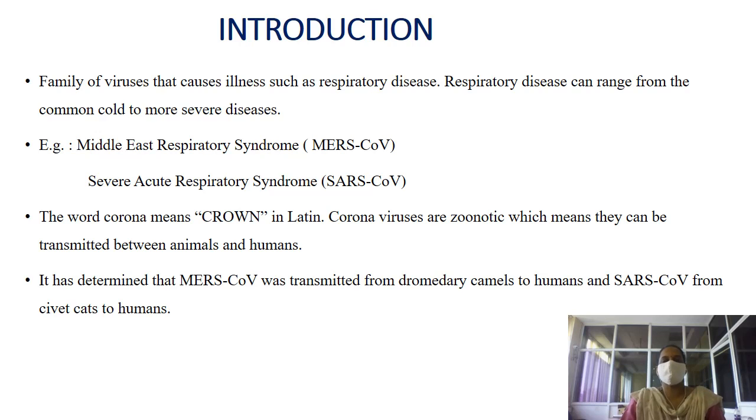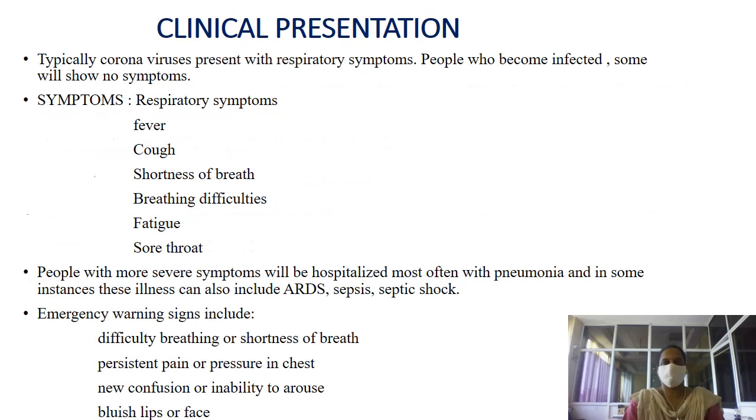These viruses are zoonotic, which means they can be transmitted between animals as well as human beings also. It has been determined that MERS-CoV was transmitted from dromedary camels to humans and SARS-CoV from cats to humans.